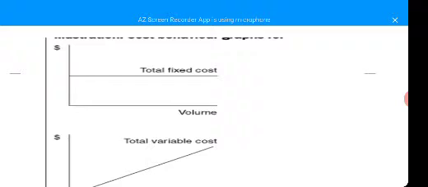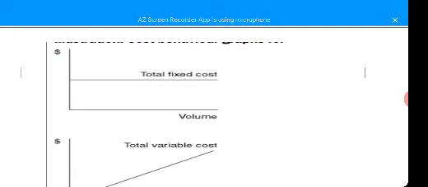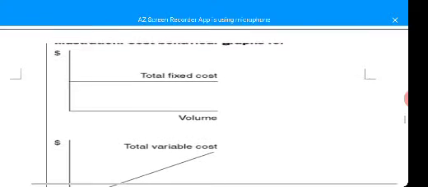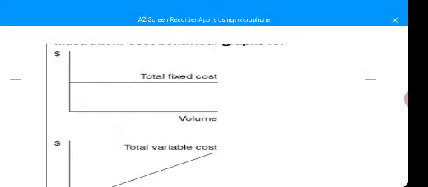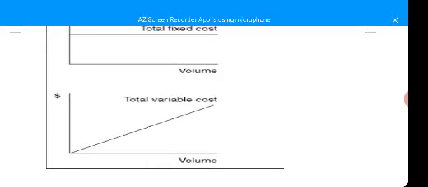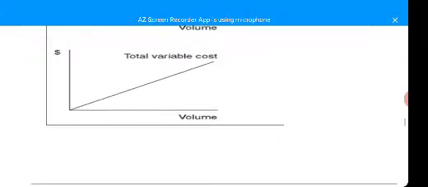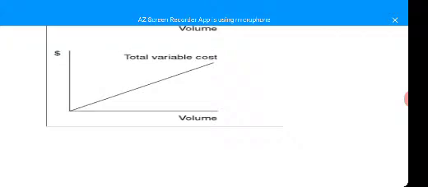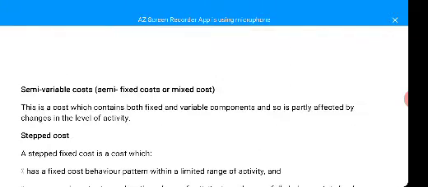Now, the graph of a fixed cost. Fixed cost remains unchanged, while a variable cost slopes upward from left to right.